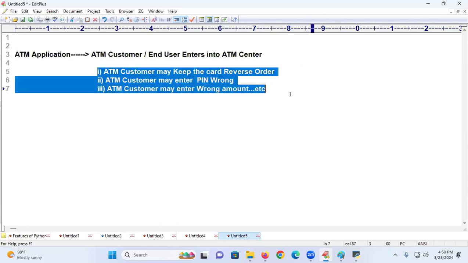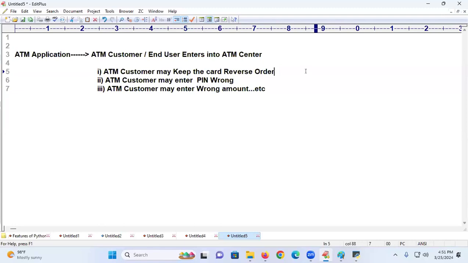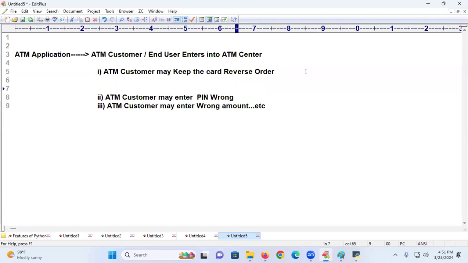Implementation errors or runtime errors. These are the possibilities where the end user may commit a mistake. Dear students, when you commit this mistake at the ATM machine, what message comes from the software? Please remove the card and insert properly. Is the message coming or not?